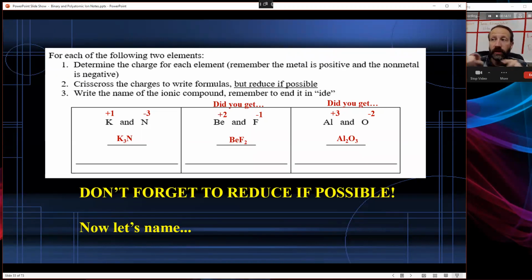Do check for it. None of these three in my examples could we reduce, but you should always be checking. That should always be a thought in your head. Crisscross and reduce. Okay, let's talk about naming. Good news, super easy, okay?